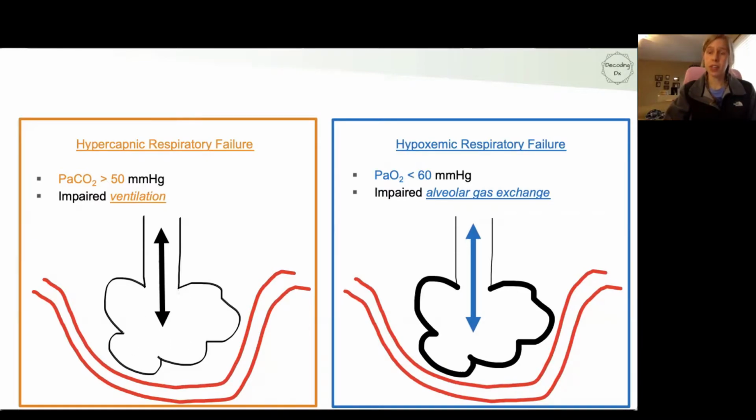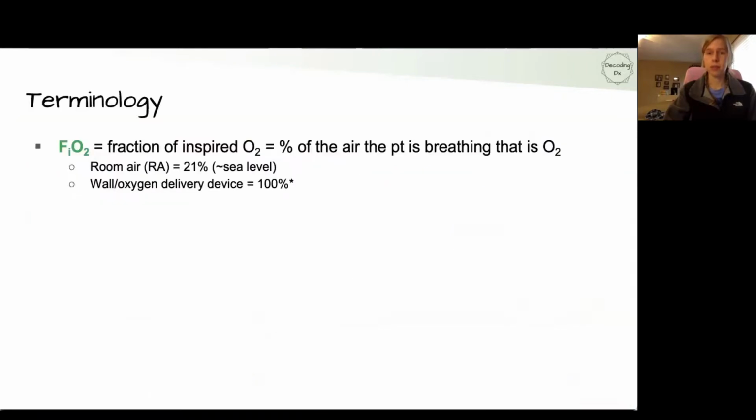Hypoxemic respiratory failure, on the other hand, doesn't necessarily have a problem with ventilation, but we just need to get extra oxygen to that alveolar membrane so that we can get it into the blood. So if we treat it with extra oxygenation, we're able to increase the amount of oxygen hitting the surface area of the alveolus, thereby getting more into the blood.